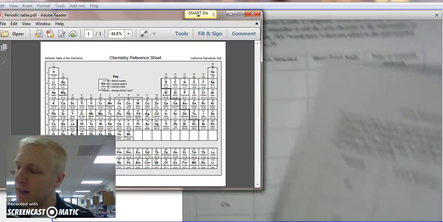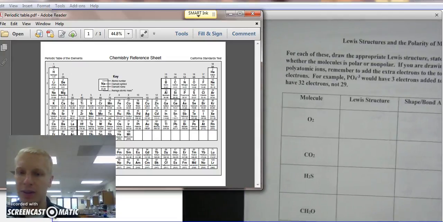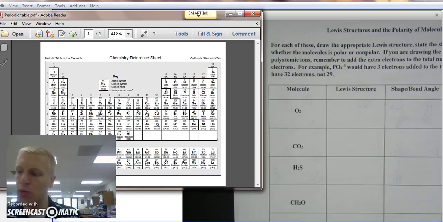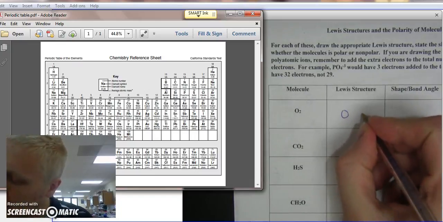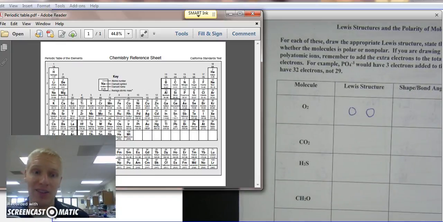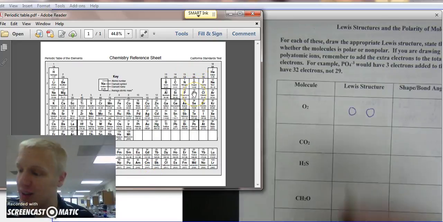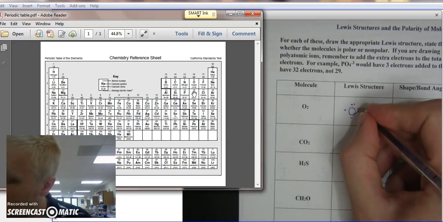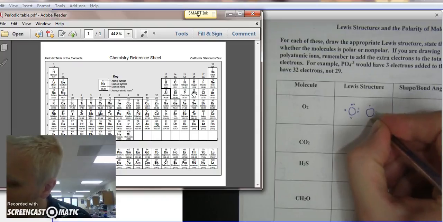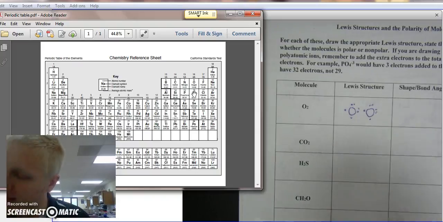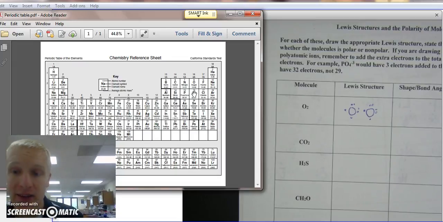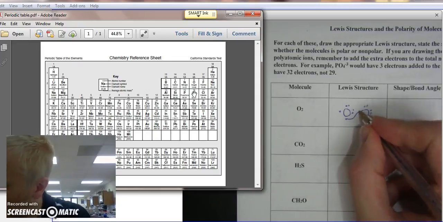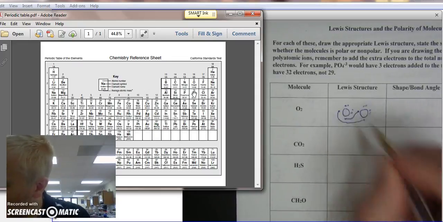Alright, moving on to a more difficult problem. We have O2. So this means we have 1 oxygen and another oxygen, 2 oxygens. Oxygen is in column 6A or 16, so it has 6 outer electrons. So we're going to have 1, 2, 3, 4, 5, 6 on each. Now all of the single electrons are the ones that are going to be involved in bonding. They're going to connect. So right here they connect, and right here they connect.